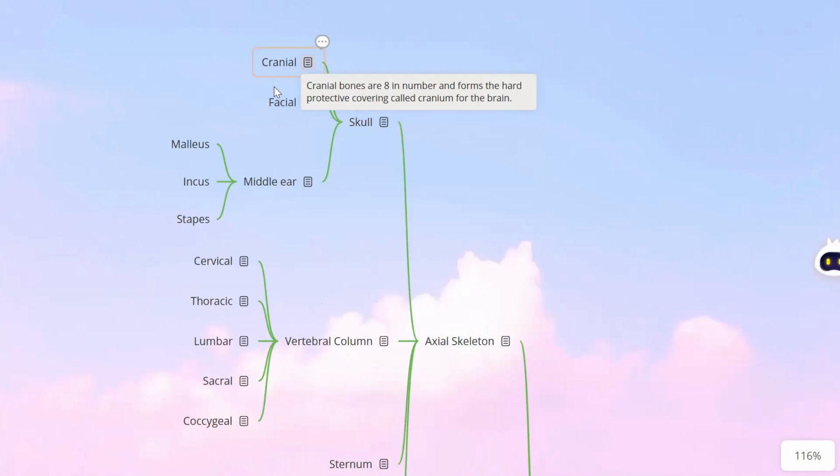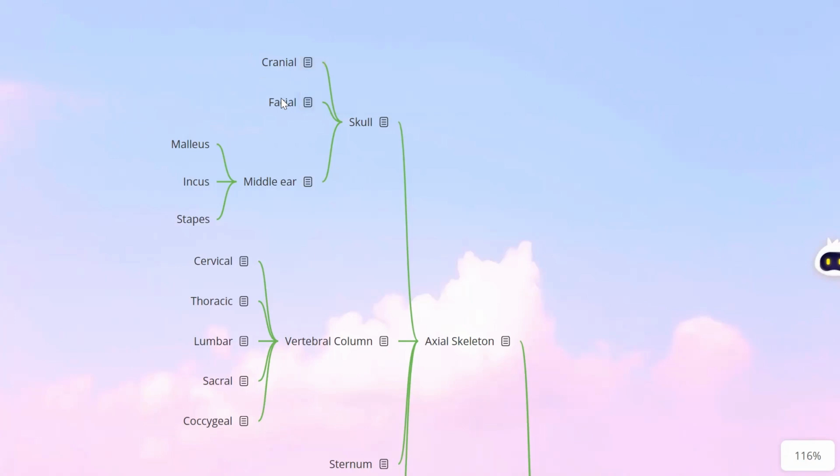And then the middle ear is again divided into three bones, that is the malleus, incus, and the stapes. Now the cranial bones are 8 in number and form a hard protective covering called the cranium for the brain.